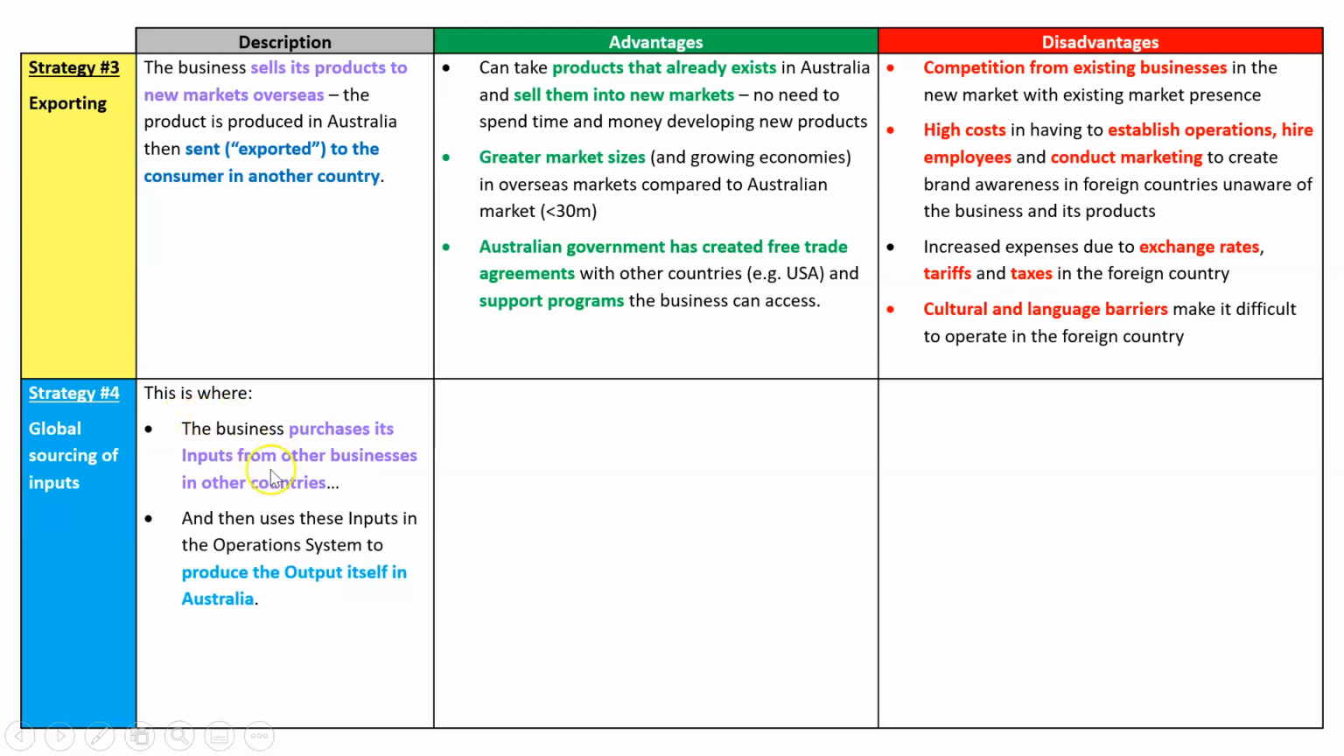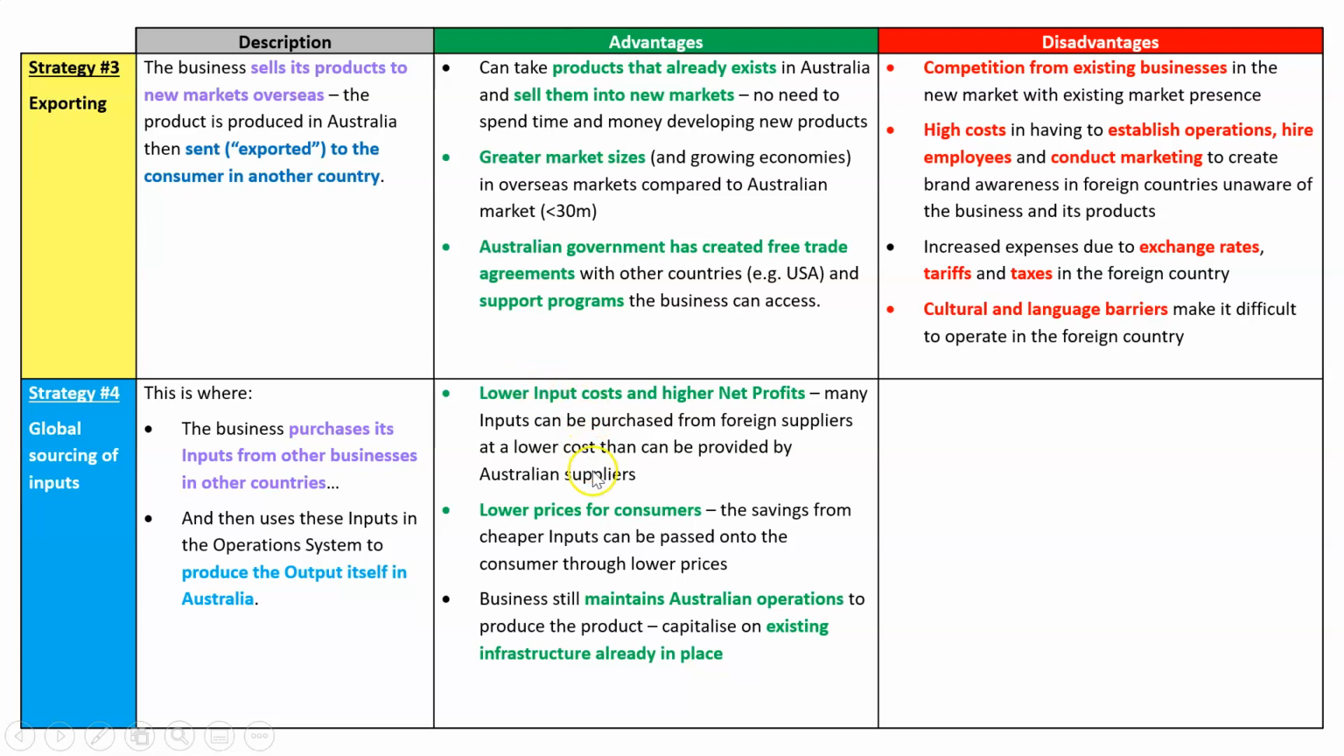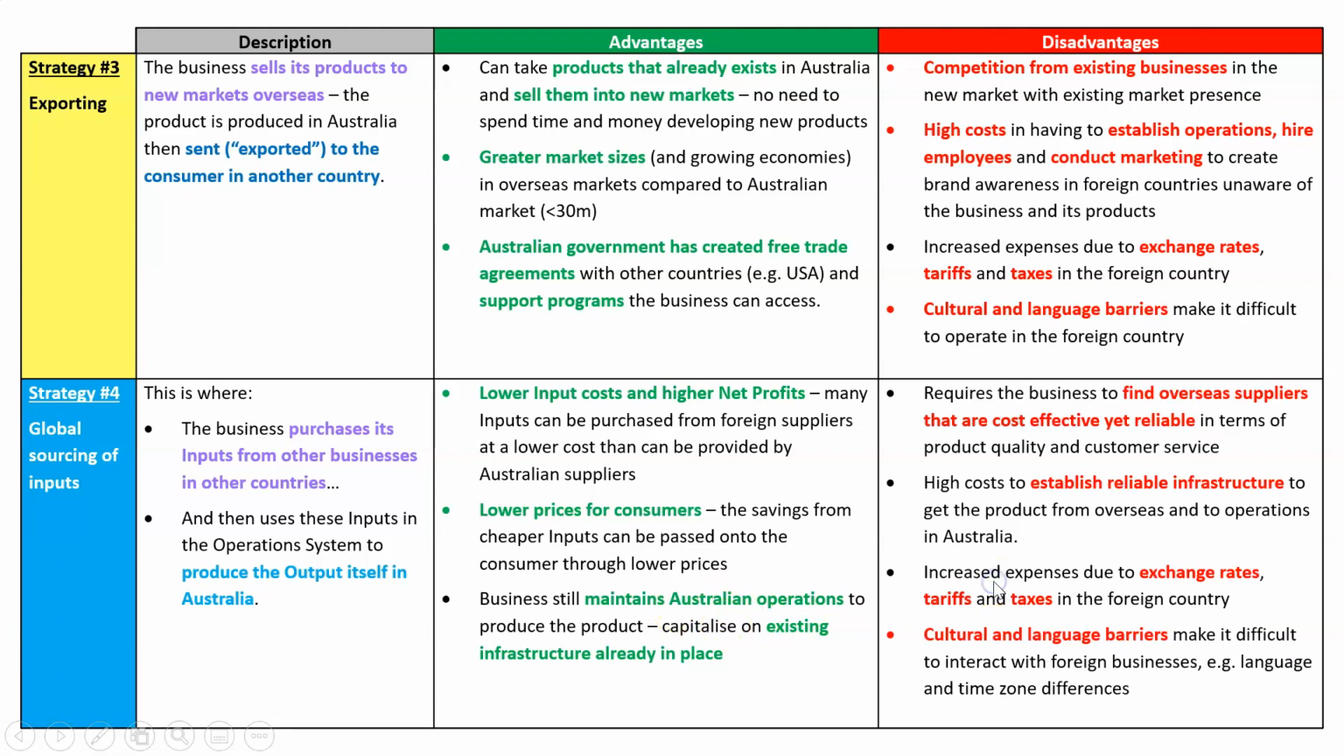Then we've got the ones about how and where we make it. Global sourcing of inputs: find the input from a business overseas. We get lower input costs and higher profits, lower prices for consumers, and we still get to maintain our Australian operations, so we've already got existing infrastructure. We're just getting the inputs from overseas. Bad news is we've got to find overseas suppliers, we've got to establish an infrastructure, we've got all those foreign exchange and taxes and so on, and they might speak a different language and have a different culture to us.